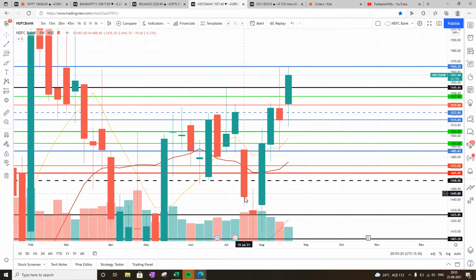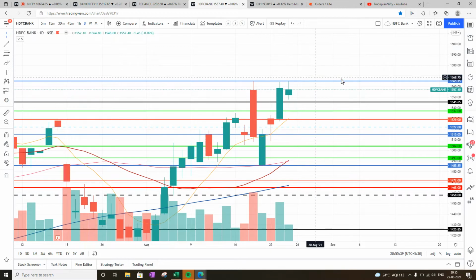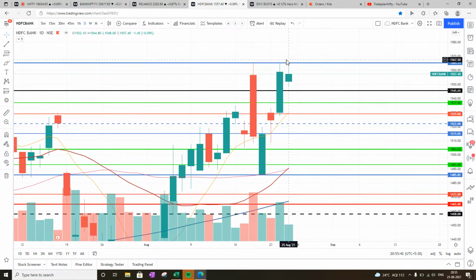HDFC Bank is looking pretty strong again at the top of the consolidation, which is at 1565. Now let's see whether it is breaking 1565 or moving down. But as of now, no sign of reversal on HDFC Bank. HDFC Bank is still above 8 and 20, so looking quite good. On the daily chart, if you see, it is looking quite all right. Although a doji, we need tomorrow's candle, which will define the move for HDFC Bank. As of now, looking quite good. We'll have a good support at 1545.